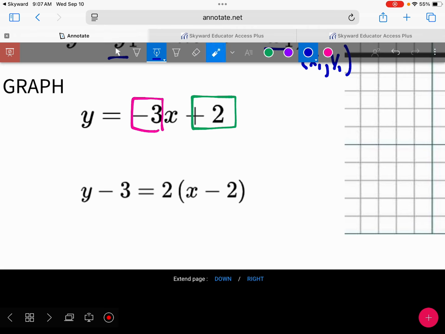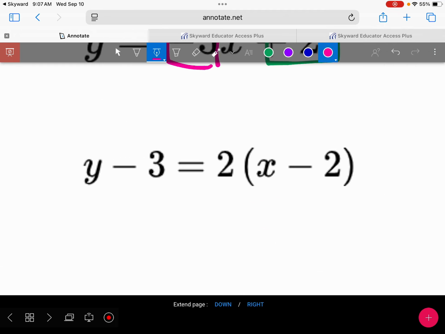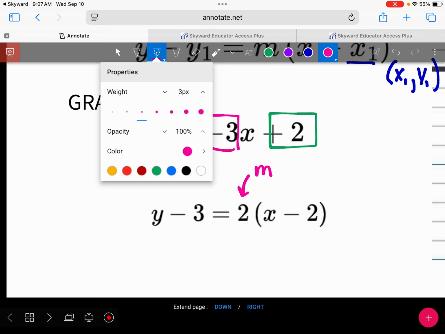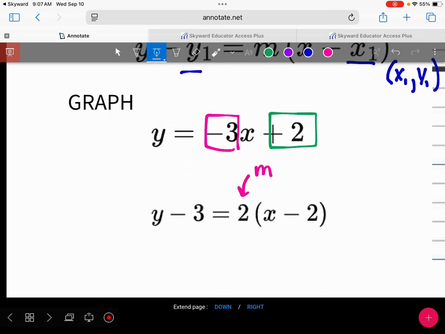So if we look at this bottom equation down here, y minus 3 equals 2 times x minus 2, we're going to find all those pieces. What is the slope on this equation down here? I know it's very, very small. 2. This guy has a slope of 2. That's our slope. So if we think about our y minus y1, x minus x1.